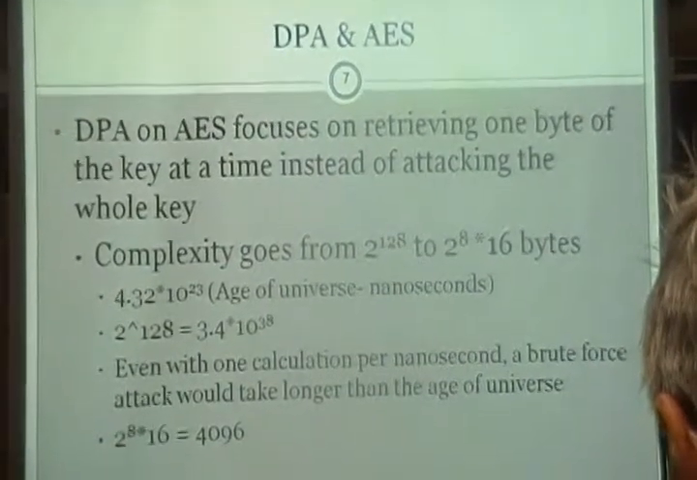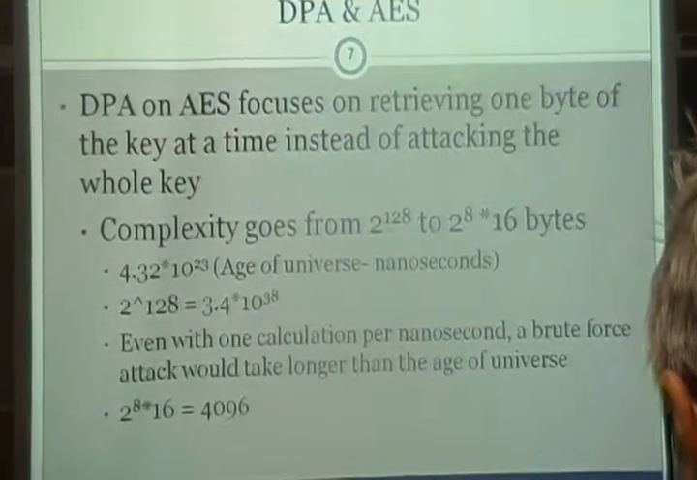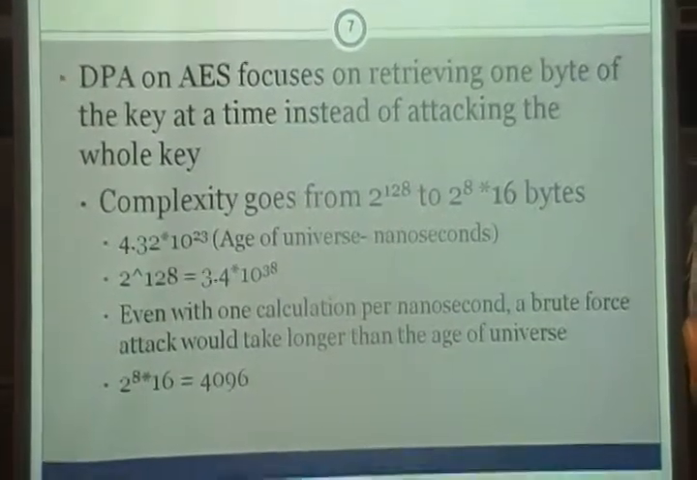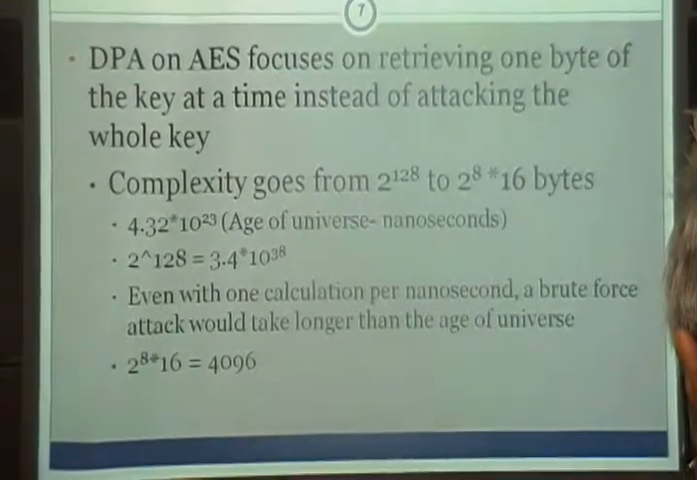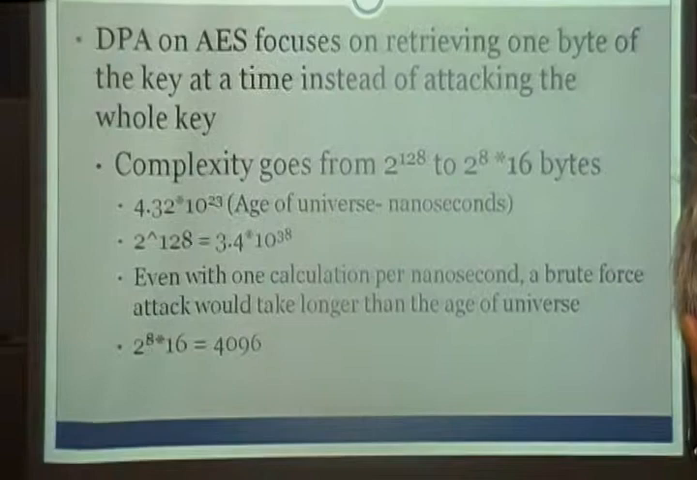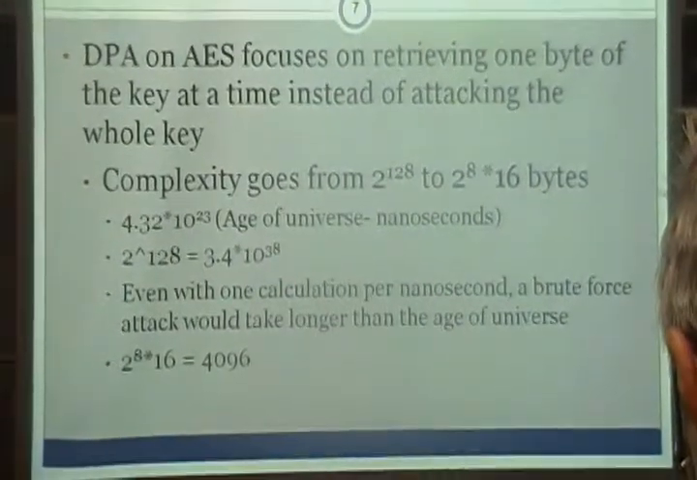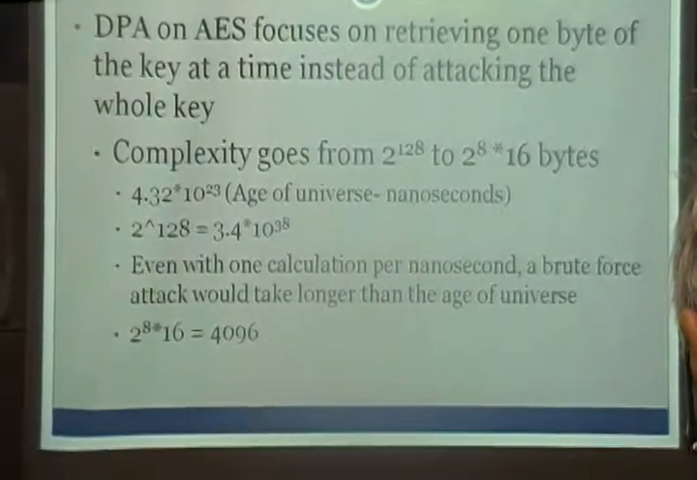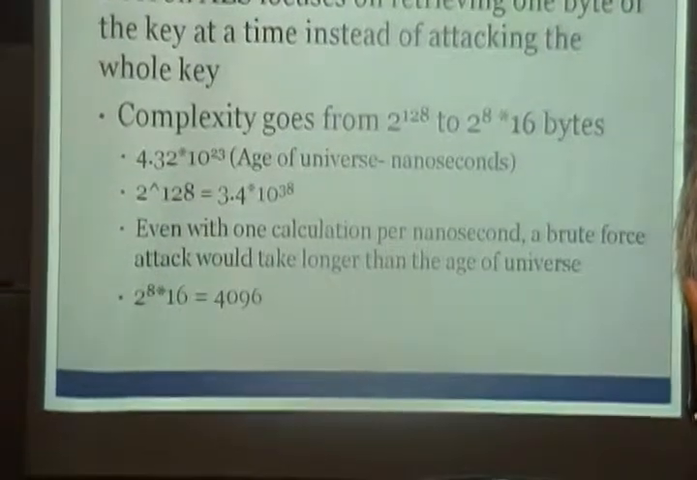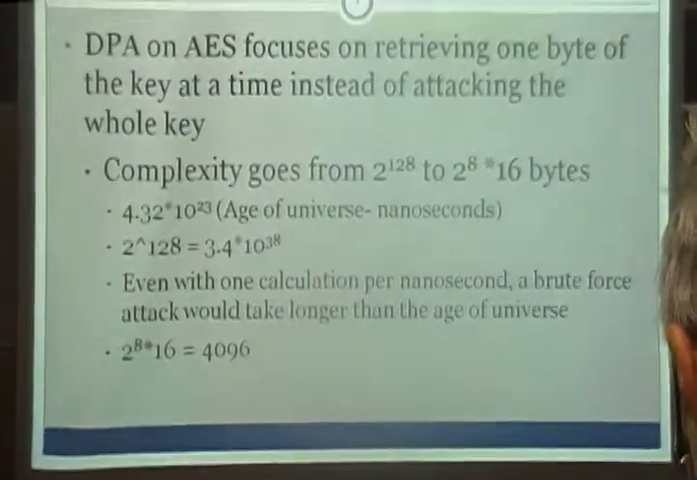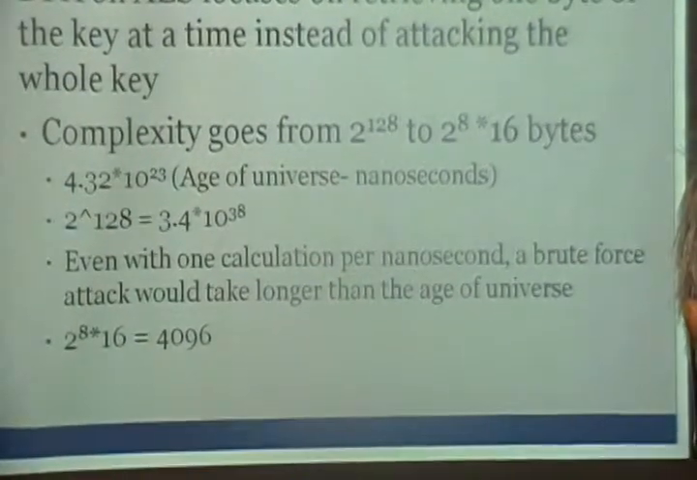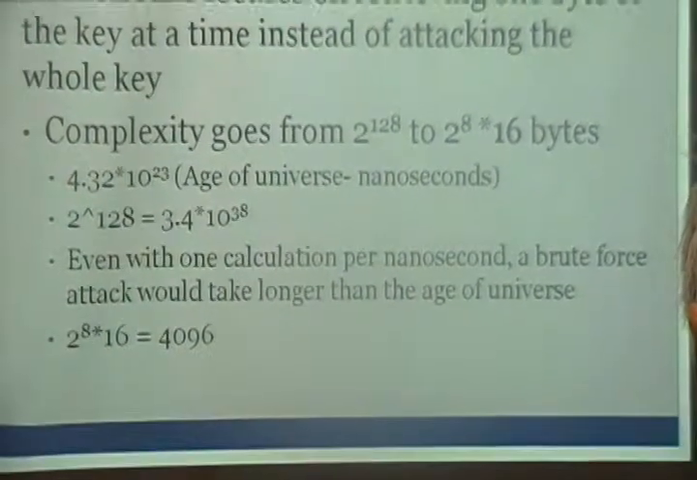If we take, for example, AES using a 128-bit key, one would have to attack the entire key. One would have to account for 2 to the 128 different combinations, or about 3 by 10 to the 38 different scenarios. The age of the universe is only comparatively 4 by 10 to the 23 nanoseconds. Thus, if you ran one attack per nanosecond, it would take longer than the universe has existed to obtain the key through brute force. However, using DPA, the complex number of scenarios goes down to about 4,096, which is trivial in comparison.